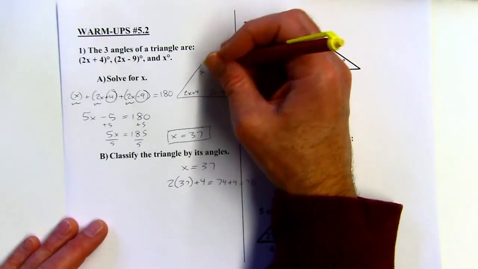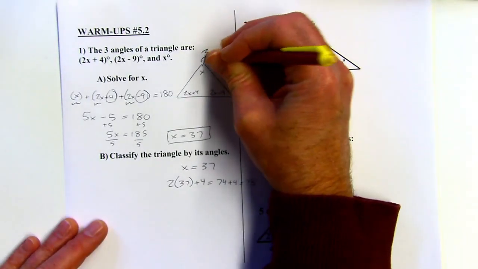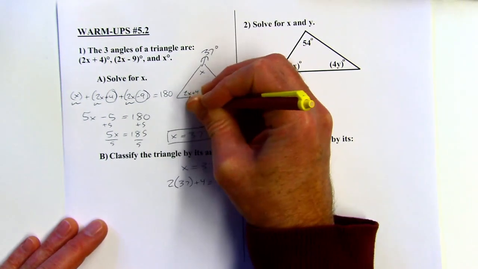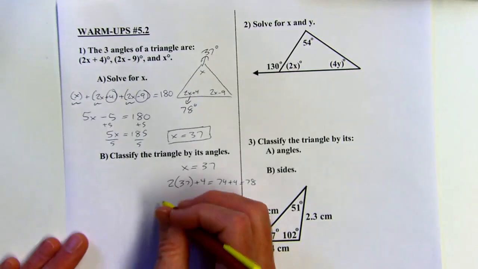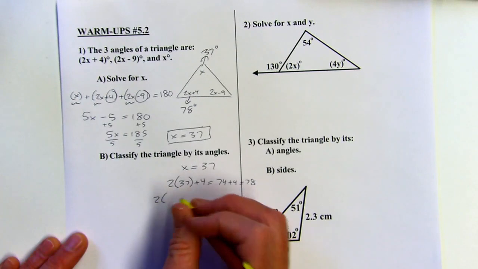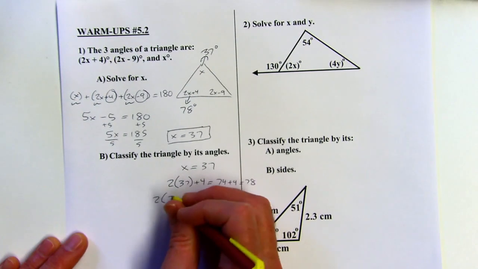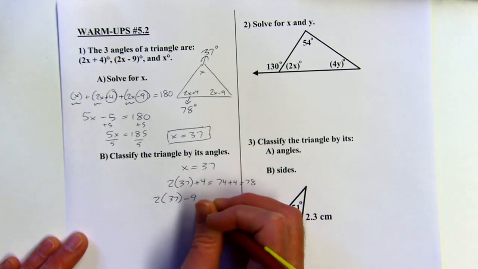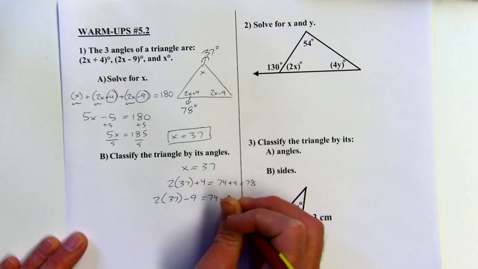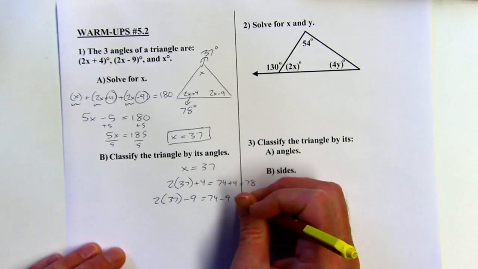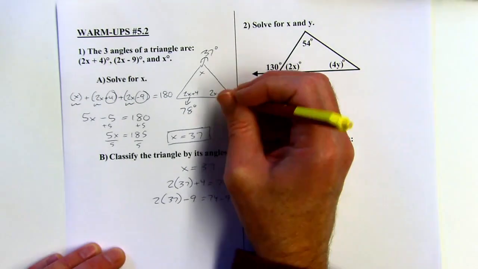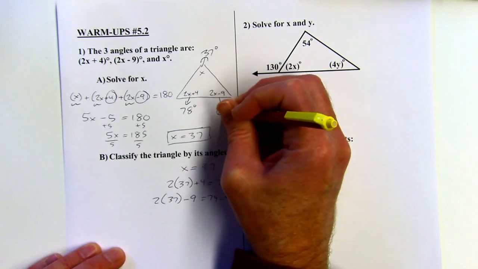So here I'll put these in the picture up here. This angle is 37 degrees. This angle is going to be 78 degrees. And then the 2x minus 9. X again is 37. So I've got 74 minus 9. And that's going to be 65. Okay, so that means that this angle is 65 degrees.